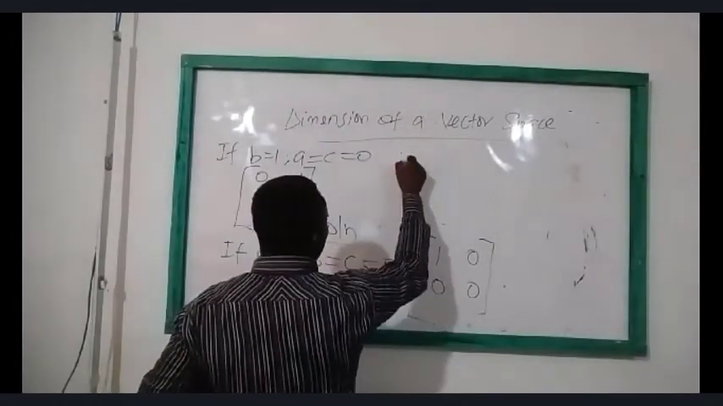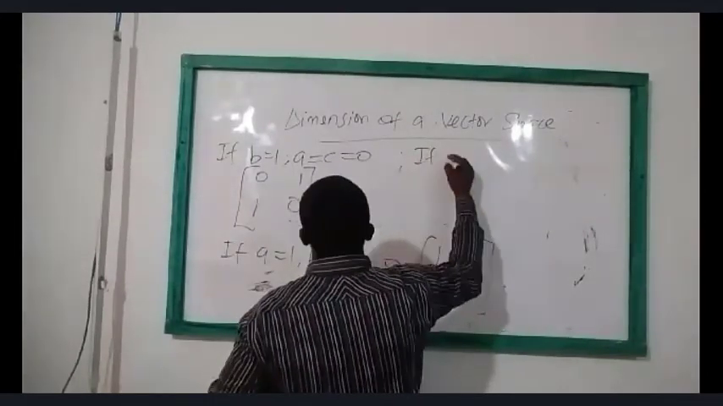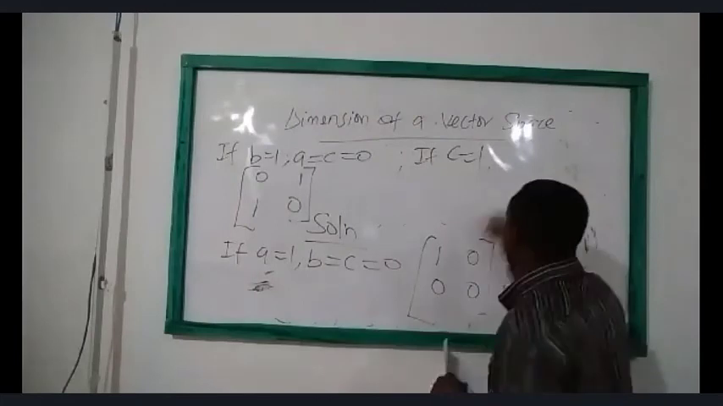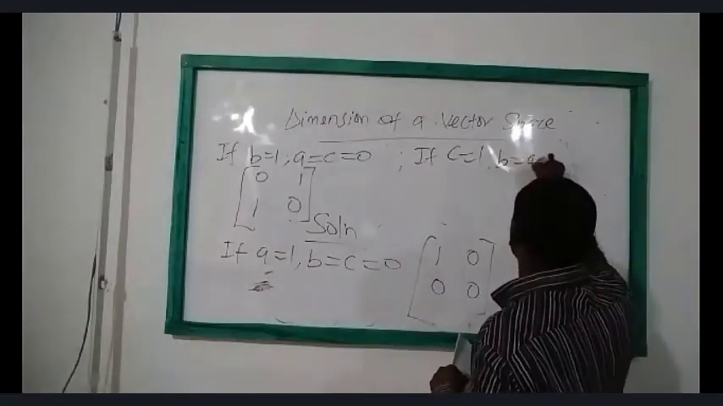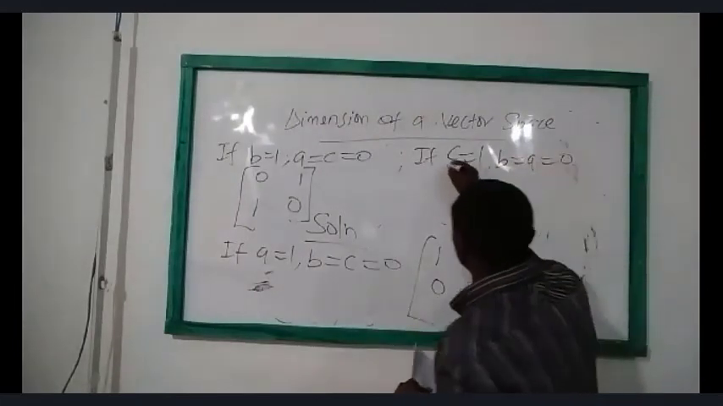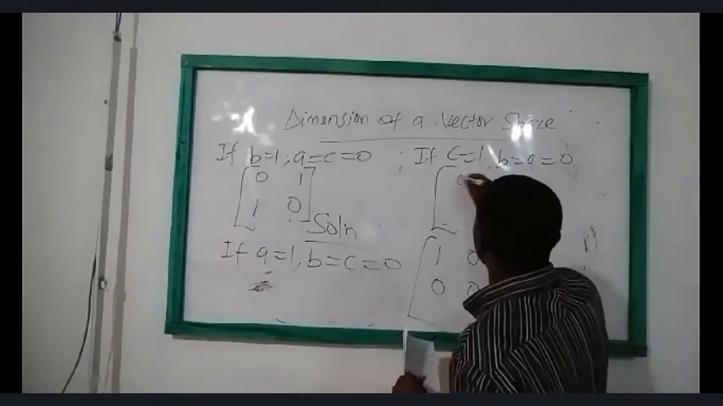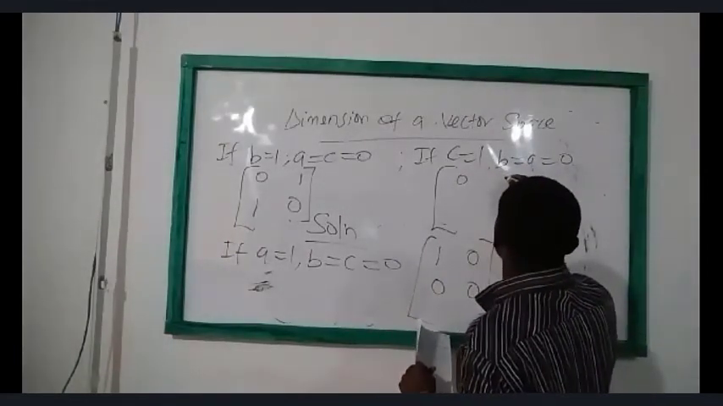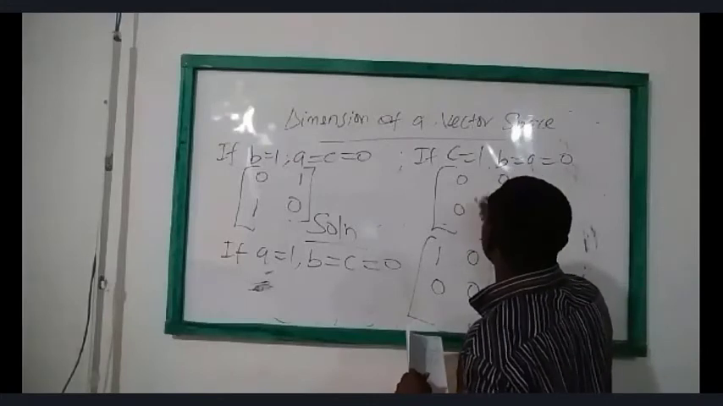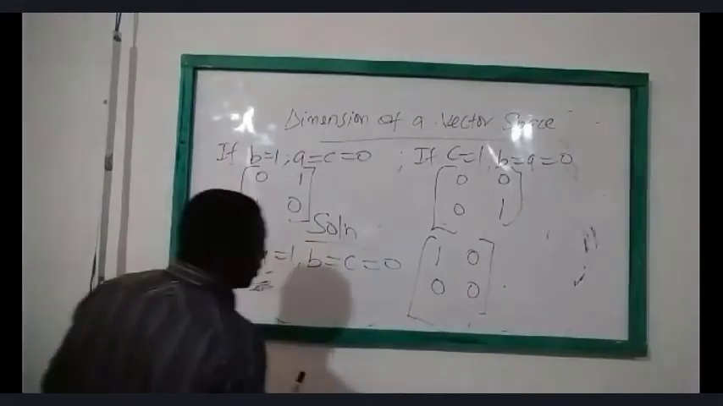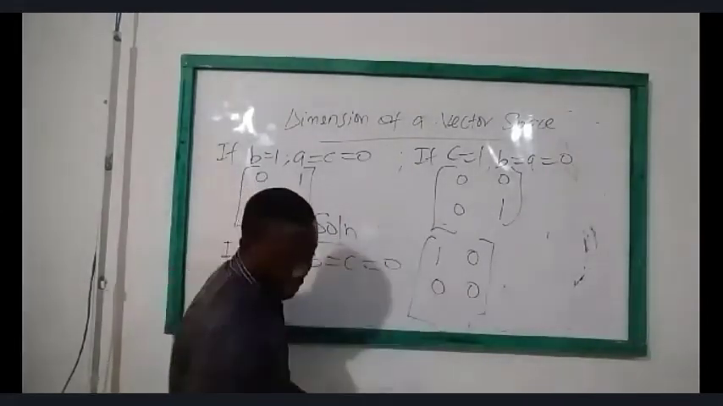Then the last one, if I choose to make C to be 1 and B and A to be equal to 0, that one forms a 2 by 2 matrix. So A is 0, B is also 0, and C is 1. So you see that we form these 3 matrices.